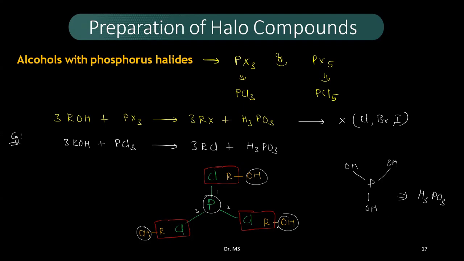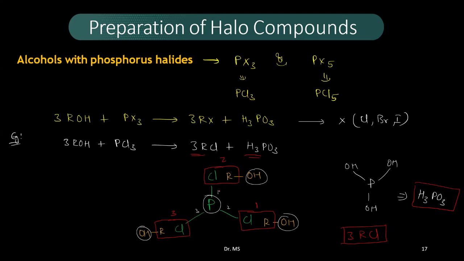And you will be getting the red one as 3RCl. So you see here, this is 1, 2, and 3. So that's why it results in the formation of 3RCl and H3PO3.